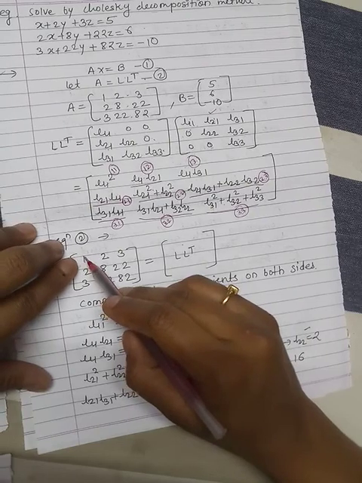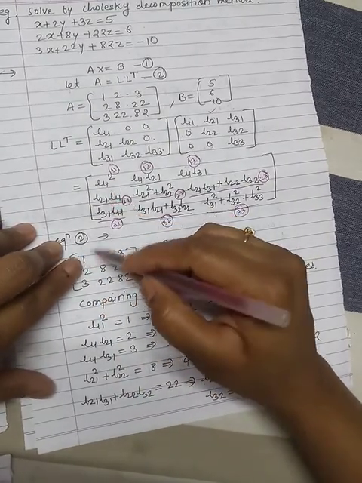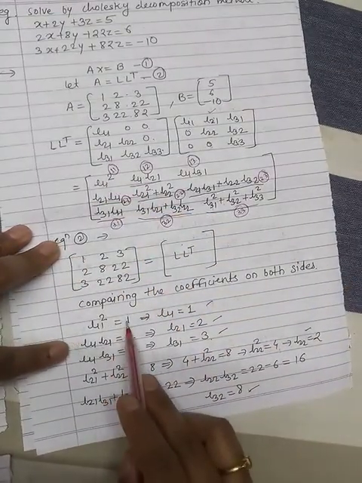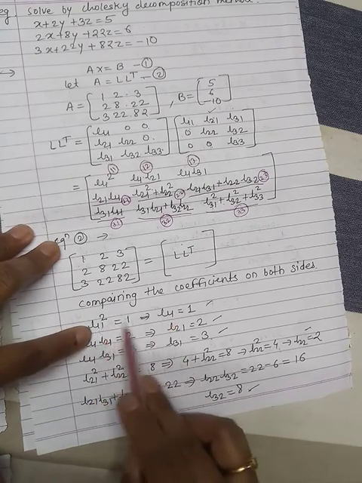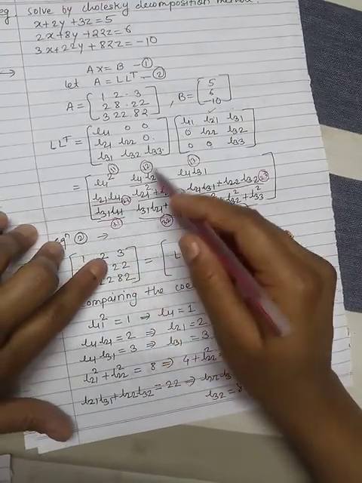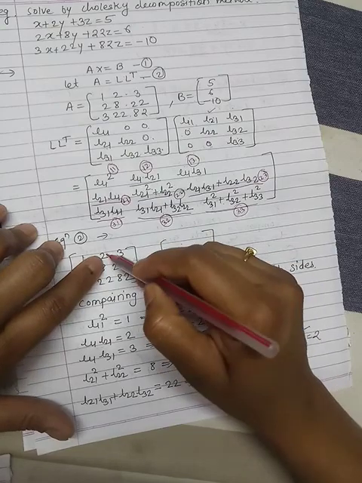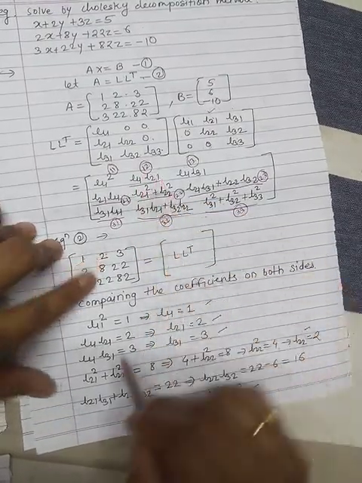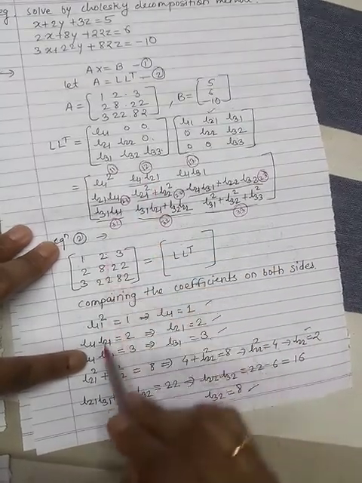So this position is 1 1, so the number is 1. For the 1 1 position, write 1 equal to L11 square, or L11 square equal to 1. Simplifying this equation, we get L11 equal to 1. Then compare the 1 2 position elements. The 1 2 position element is 2 here, and on RHS the 1 2 position element is L11 L21. So we get L11 L21 equal to 2.